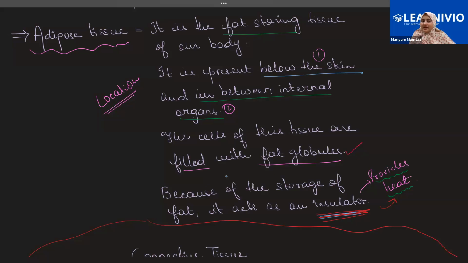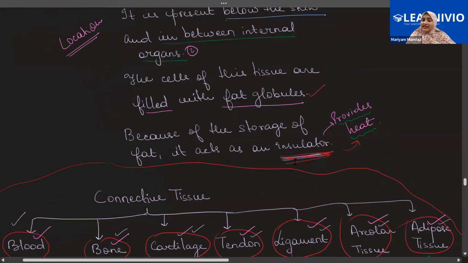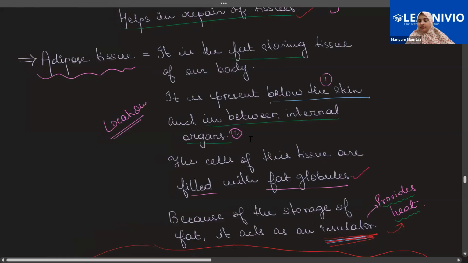The reason being, imagine them like a packaging material so that no shock is felt in the body and also no injury occurs in the body. The cells of this tissue are filled with fat globules. That is why they are the fat storing tissues. And because of the storage of fat, it acts as an insulator, that it provides heat whenever possible.